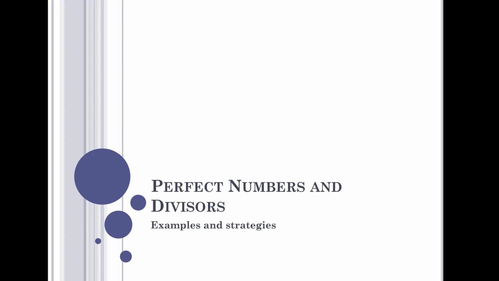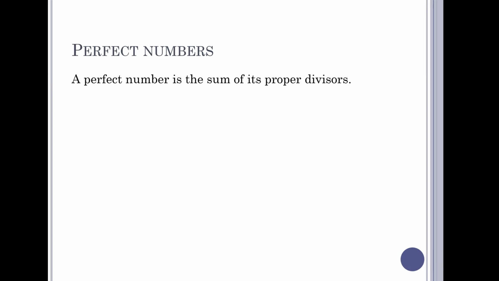Hi, in this video we're going to talk about perfect numbers and divisors, some examples and some strategies. A perfect number is the sum of its proper divisors. That's very mathy kind of talk, so let's translate it one step at a time.